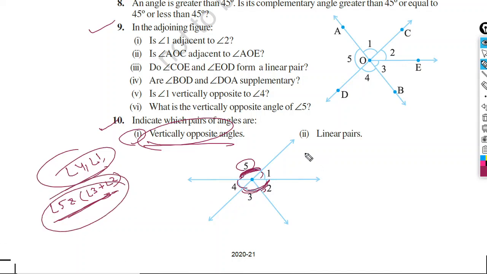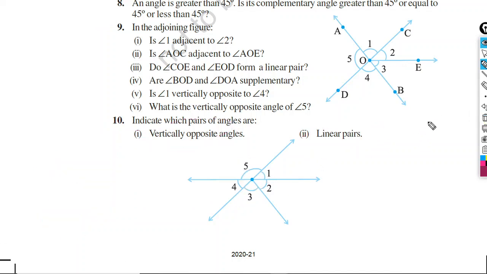Okay, now linear pair angles. Who are linear pairs? You can see the linear pair is this angle 5 and angle 1. Any other linear pair? For a linear pair you just look at lines. So they are linear pair angles. Any other linear pair angle?